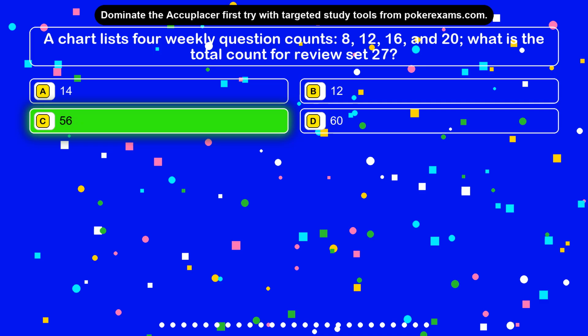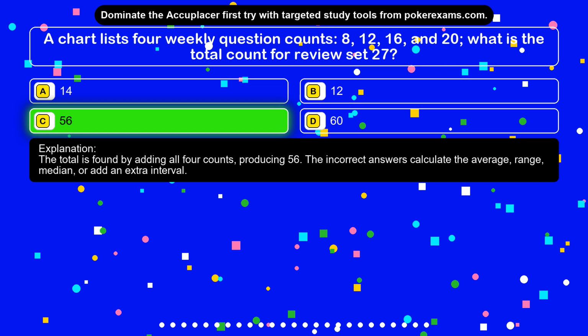The correct answer is option C, 56. The total is found by adding all 4 counts, producing 56. The incorrect answers calculate the average, range, median, or add an extra interval.